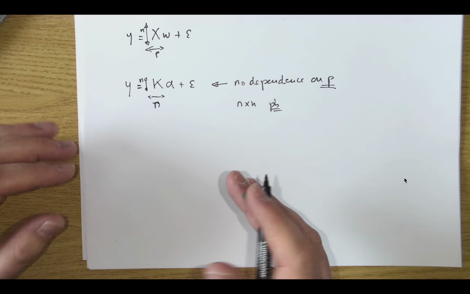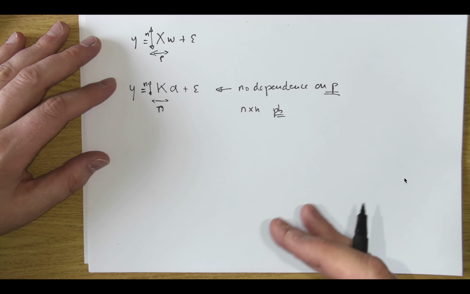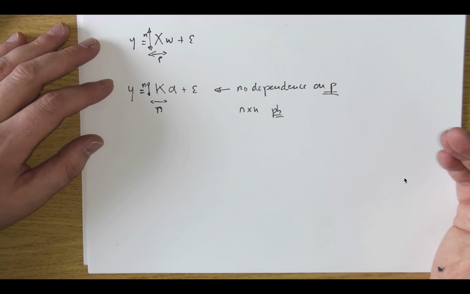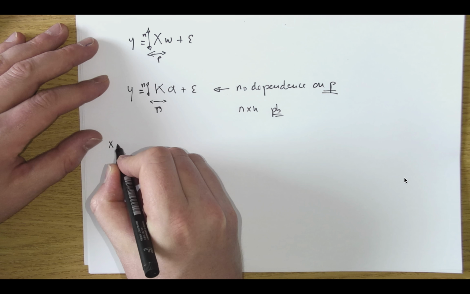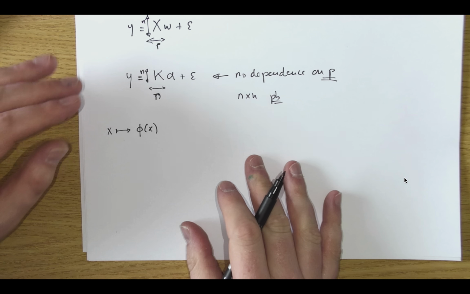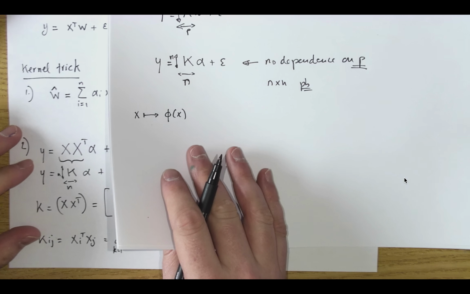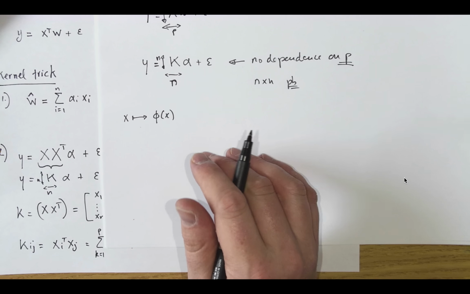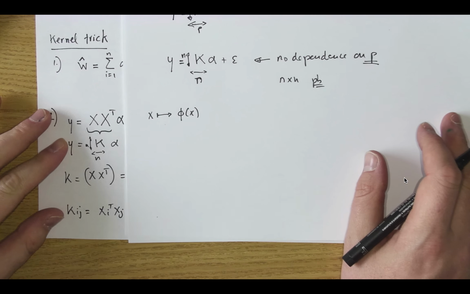Okay, so right now we haven't done anything very fancy. We're still working in linear mode. We haven't tried to transform the features in any way, shape, or form. So let's see what happens when we transform x into phi of x. I just want to look at what is the impact on this matrix K.